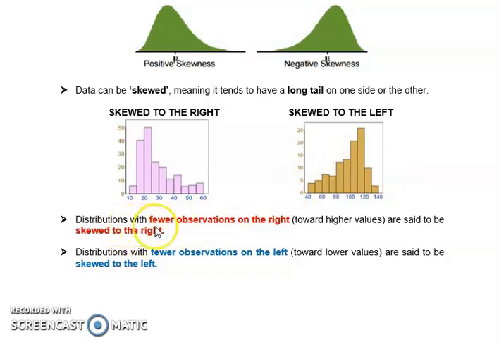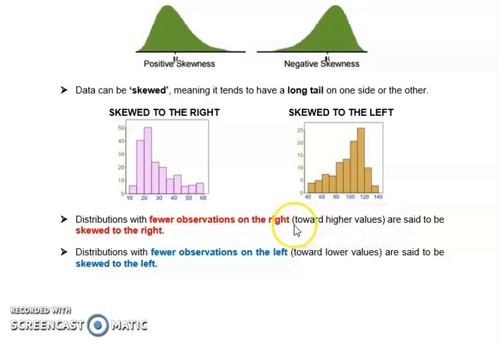Okay, distribution with fewer observations on the right. If you look here, there are fewer observations on the right, meaning toward higher values: 10, 20, 30, 40, 50, 60. Distributions with fewer observations towards higher values, from left to right, are said to be skewed to the right. So this is skewed to the right: fewer observations on the right, or towards higher values.